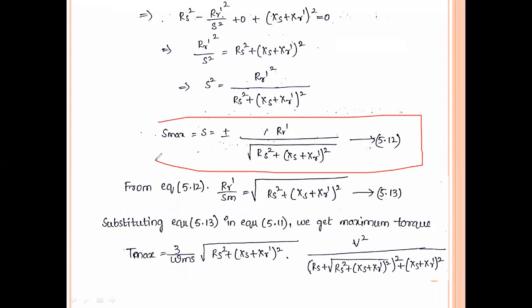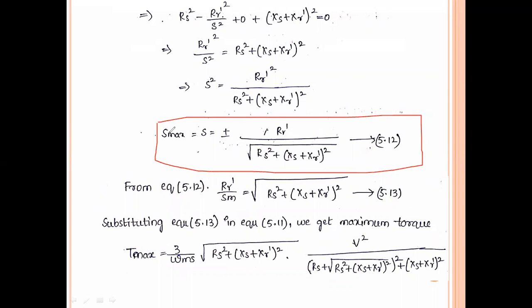So from this equation, s square will be RR dash square by RS square plus XS plus XR dash whole square. So this is for s square. So apply square root on both sides, so that we will get the s value, which is plus or minus, because we are taking the square root. So plus or minus RR dash by square root of RS square plus XS plus XR dash whole square. Name it as equation 5.12. So this expression gives us the maximum slip that will be allowed for the given motor.